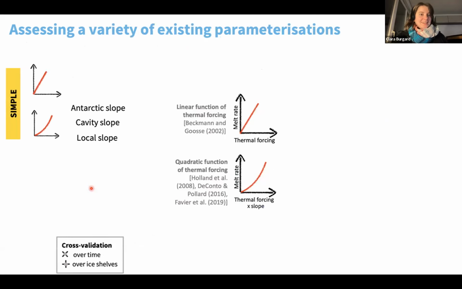Then what do we assess? Which parametrizations? There are different families. For example, there are the simple parametrizations that assume that the melt rate is a linear or quadratic function of the thermal forcing, where the thermal forcing is the difference between the water temperature and the freezing temperature. And then the quadratic parameterization takes into account a slope. So we also test different slopes, either a constant over all of Antarctica, a slope for each ice shelf, or a slope at the grid cell level.